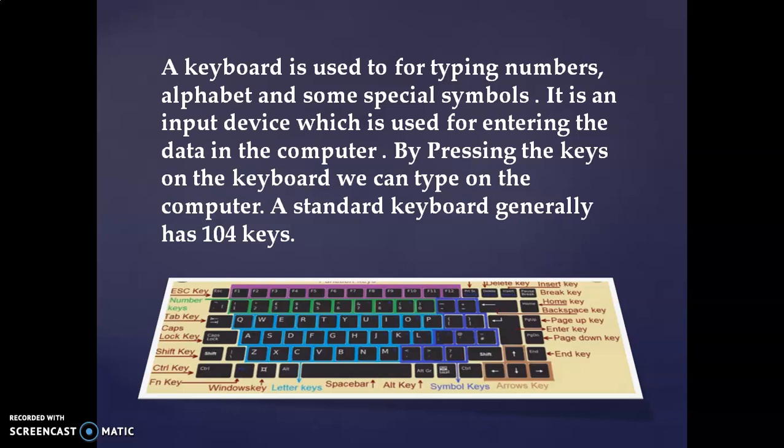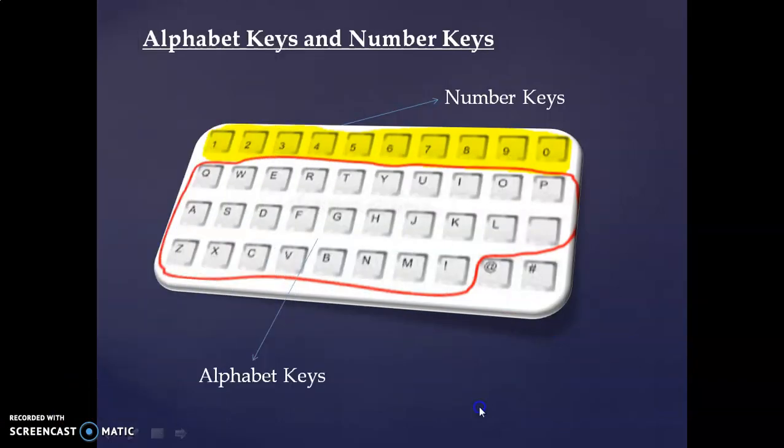A standard keyboard generally has 104 keys. We can see a keyboard over here, and these are various keys. Let us learn about these keys. The keys under this red area, these are known as alphabet keys because alphabets are written on them. So these all keys are known as alphabet keys.